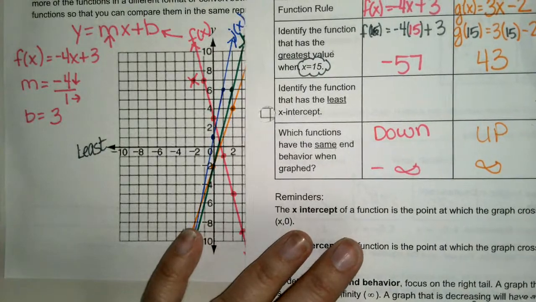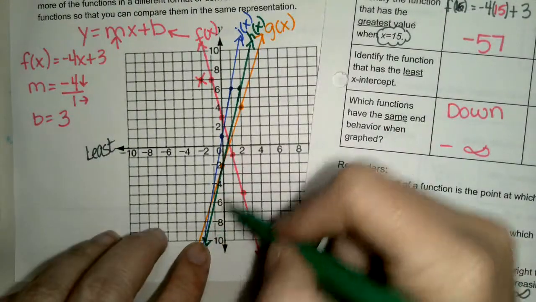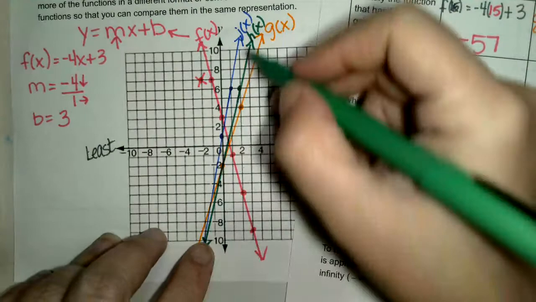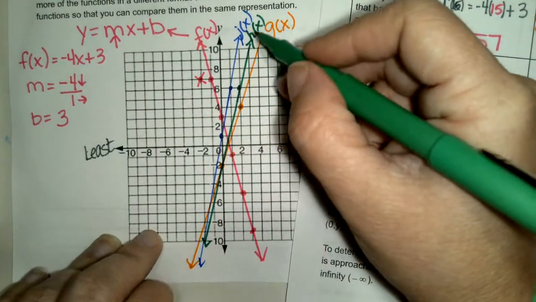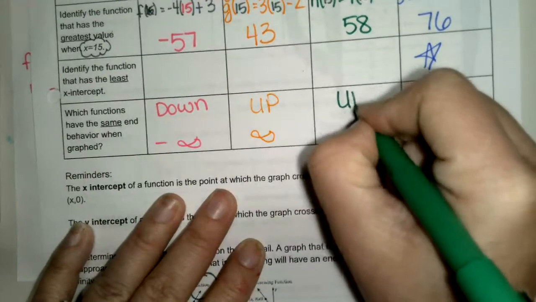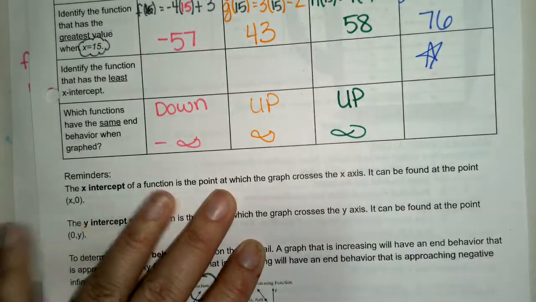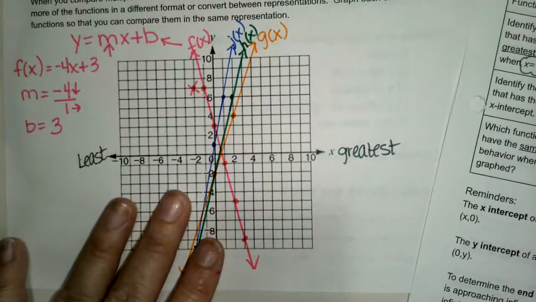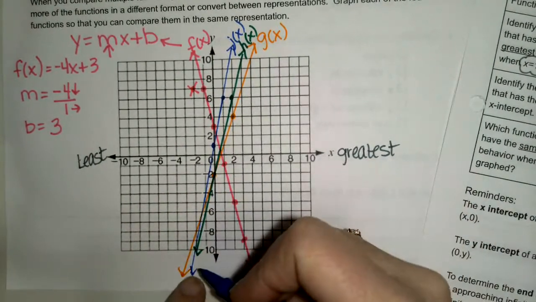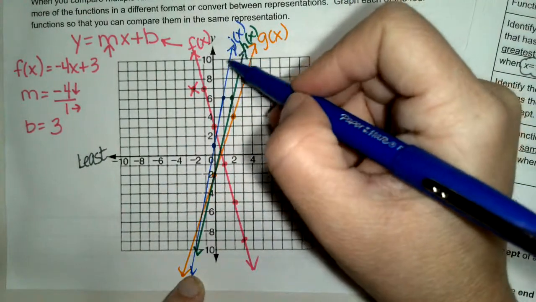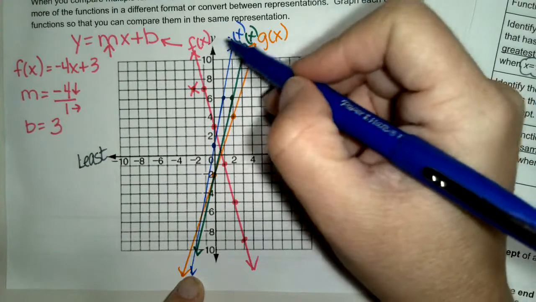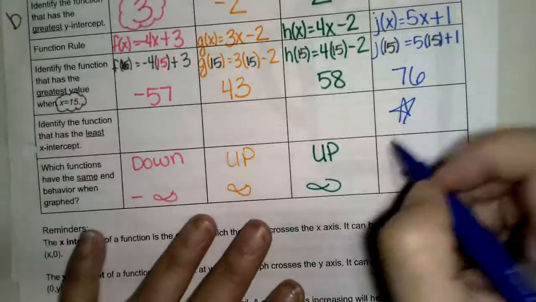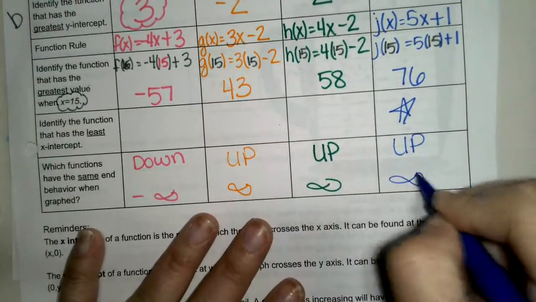Looking at h of x, the rightmost arrow, that one's this one up here, because down here and then up here. So this one's up here, and that's pointing up, and so that's approaching positive infinity. And then the last one is j of x, and j of x is down here, up here. So this one is the rightmost. It's pointing up, so it's approaching positive infinity.